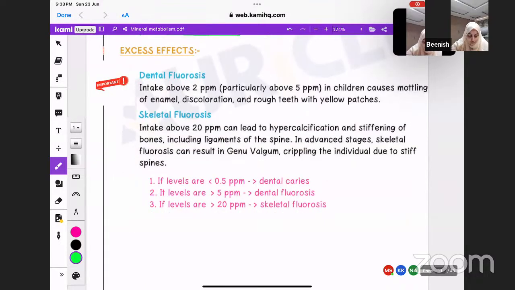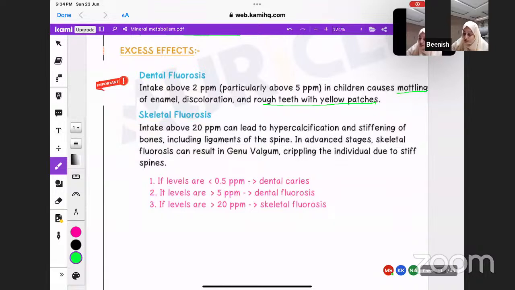Now, the toxicity of fluoride includes dental fluorosis. So intake above 2 ppm, particularly above 5 ppm in children, causes mottling of enamel, that is discoloration; white or brown spots will be seen on the enamel, and rough teeth with yellow patches. So this is when you have toxicity or excess of fluoride, especially in children. So it leads to discoloration and mottling and rough teeth with yellow patches.